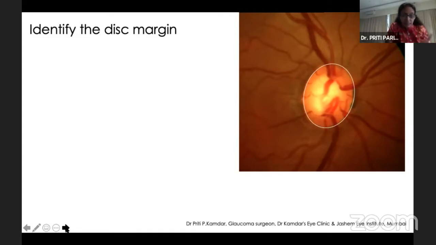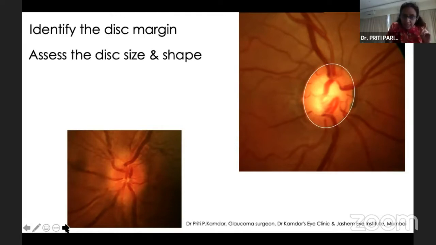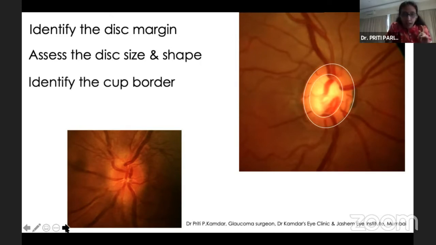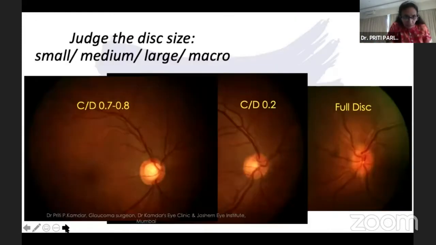Now, first, identify the disc margin. Sometimes the disc margin can be fuzzy, as in this case, and you need to make a note of the same. Next, assess the disc size and shape. After that, identify the cup border. Having done this, now gauge the cup disc ratio. Remember, cup disc ratio is just one method of describing the disc, and in isolation means nothing.